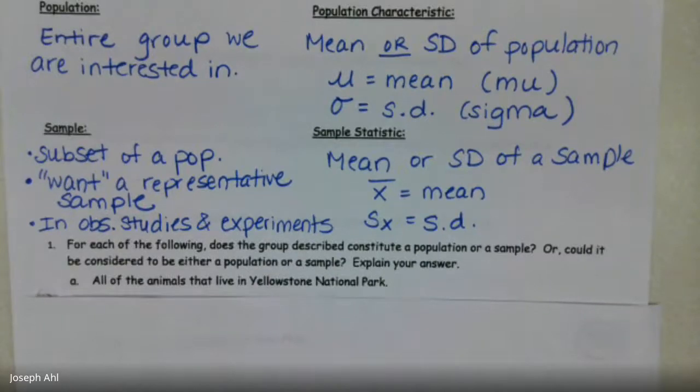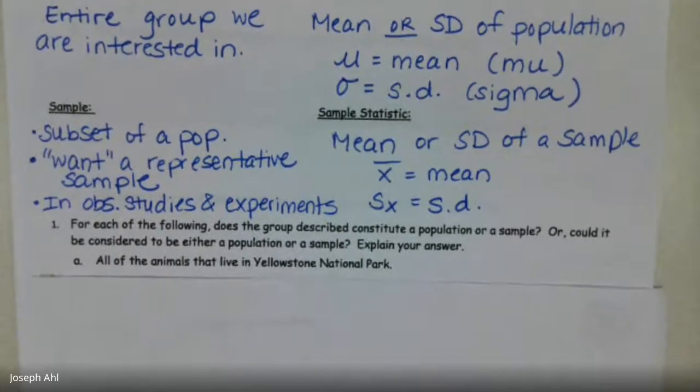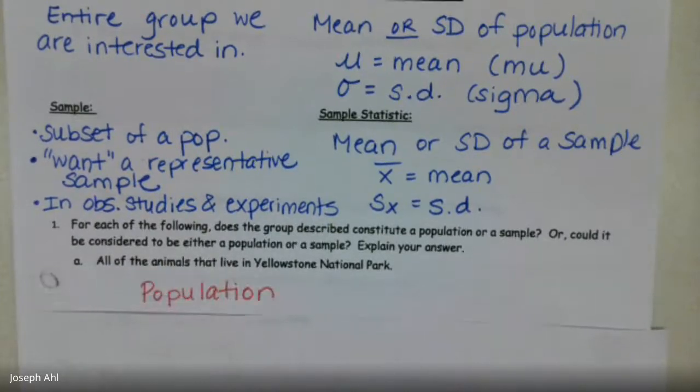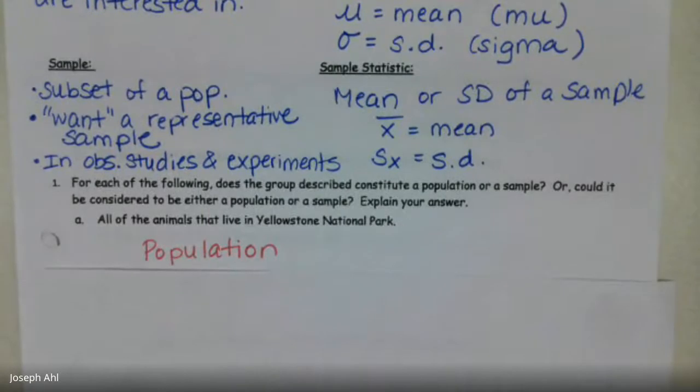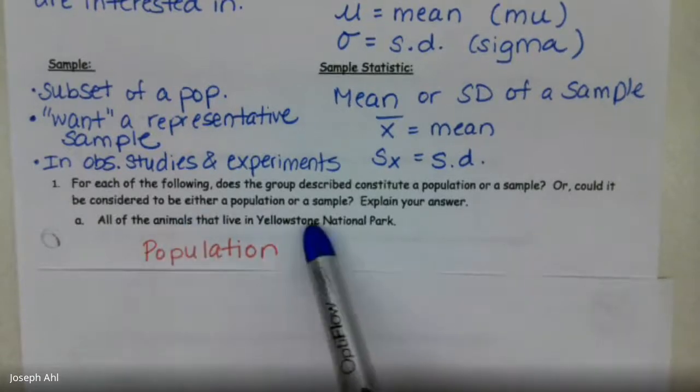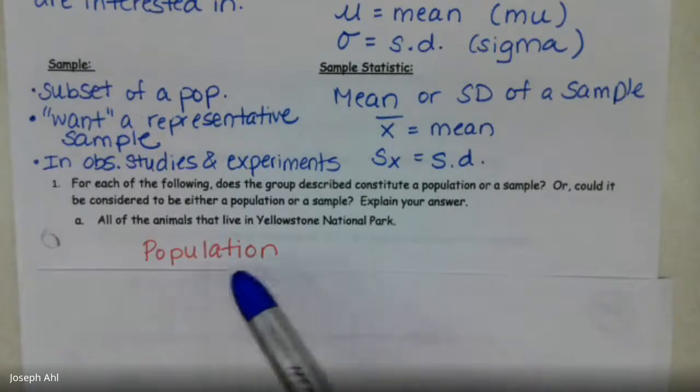Let's take a look at, first of all, the animals that live in Yellowstone National Park. When you see that clarifying word, all of the animals, that's typically an entire population. So I would consider part A to be a population. Could we also say it's a sample? Maybe if we're looking at a sample of all the animals that live in all of the national parks, then just Yellowstone would be a sample in terms of that larger population. You can probably make a case for multiple in this case. That's why that explanation might come into play. But if we're talking about all the animals in Yellowstone National Park, that's most likely a population that we're trying to describe.